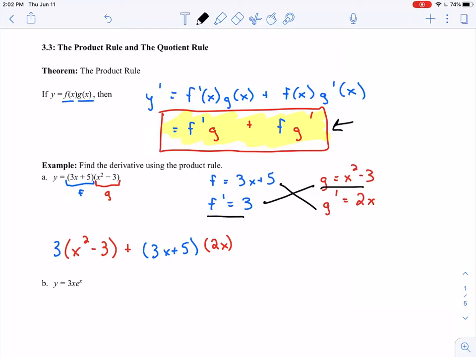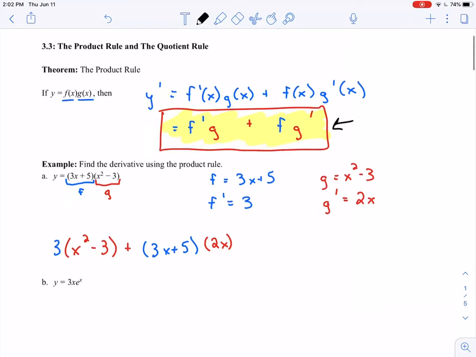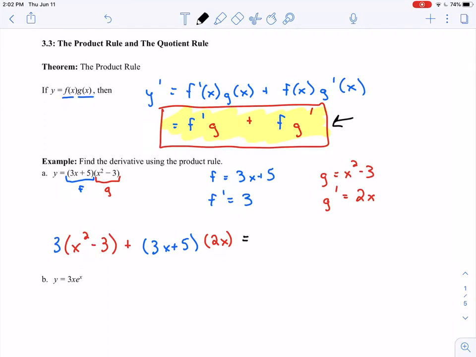And once you have all of that set up, it's just a matter of taking this equation and simplifying it. So I'm going to distribute the 3, so I have 3x squared minus 9, plus now let's distribute the 2x. I have 6x squared plus 10x. We'll combine like terms, so I should end up with 9x squared plus 10x minus 9. Here is my derivative, y prime.